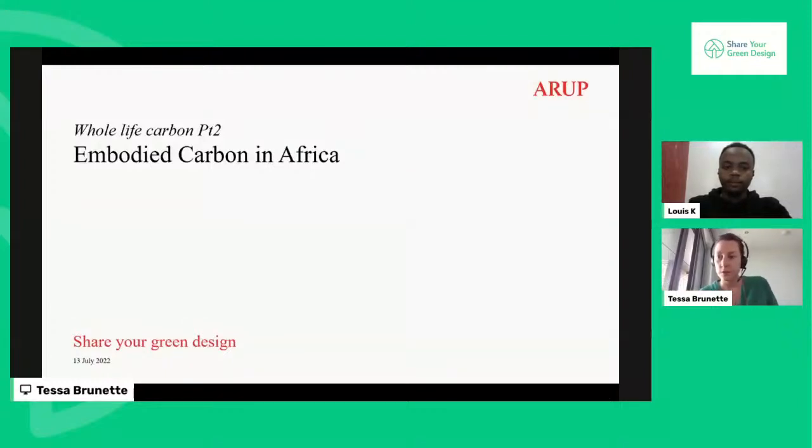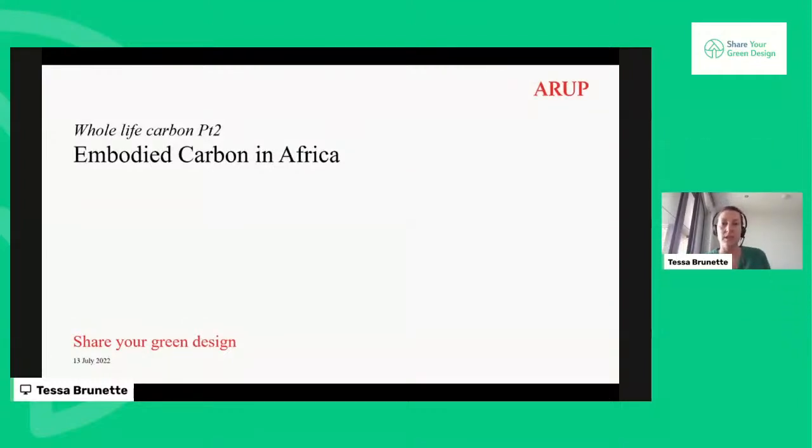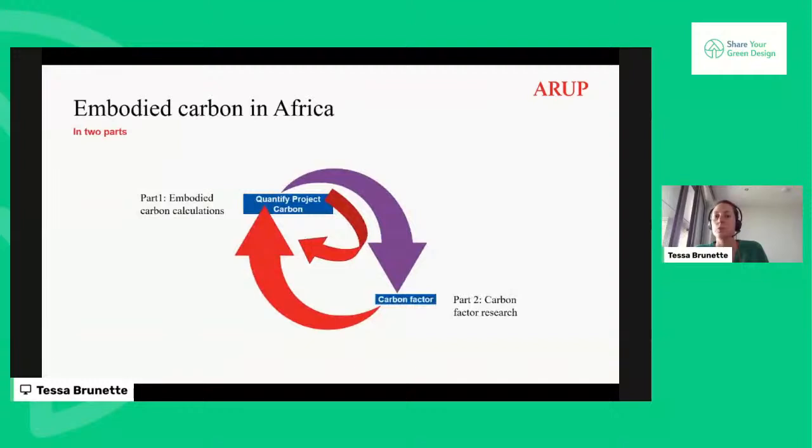Great. Thank you for the invitation today. I'm here to talk about embodied carbon in Africa as part of this very important and interesting series. What I'll be talking about today is a conversation in two parts. It's around understanding embodied carbon calculations, but also understanding carbon factors, and specifically the research that we at ARUP have done over the last year or so into identifying carbon factors for 5 African countries.